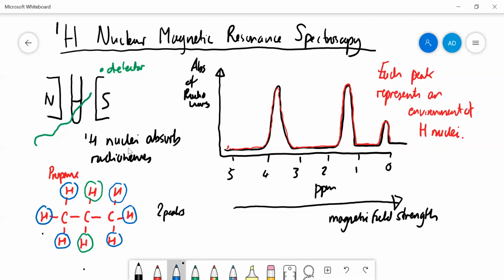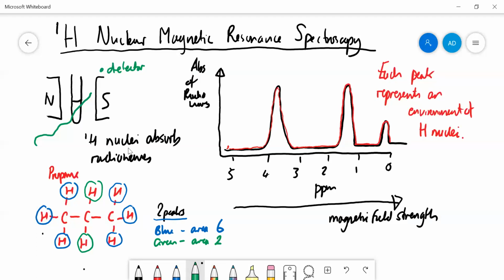And the area under the peaks is sometimes called the integrated value. You can see the blue ones, there's 6 of them, so the area under the peak for those hydrogens would be equal to 6. And the green, there's fewer of those, only 2 of them, so the area under that peak would be 2.